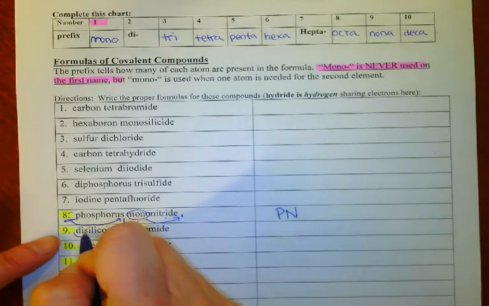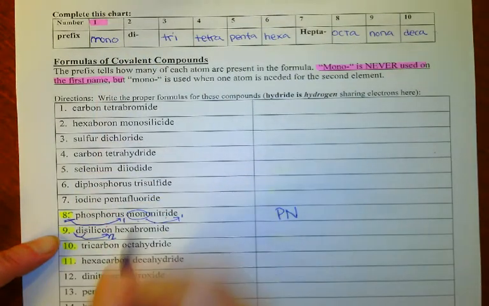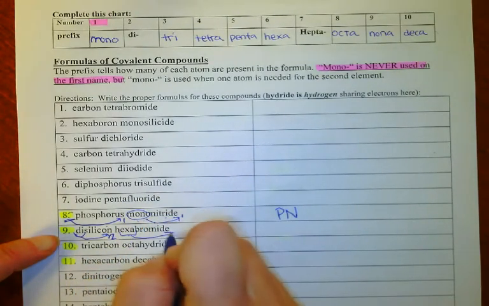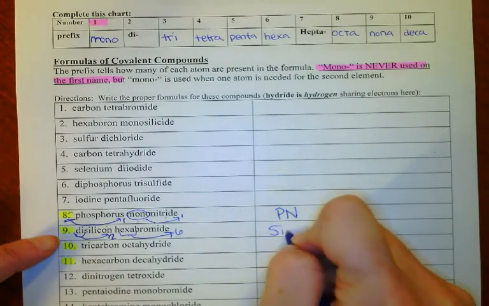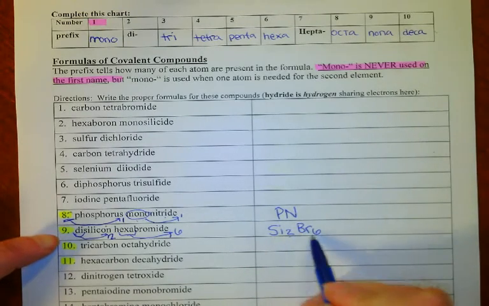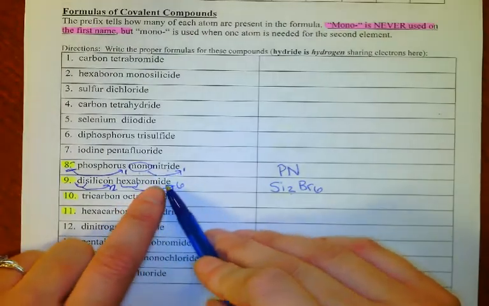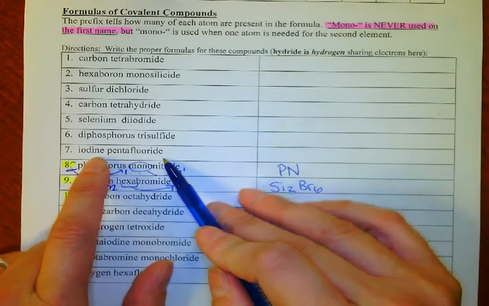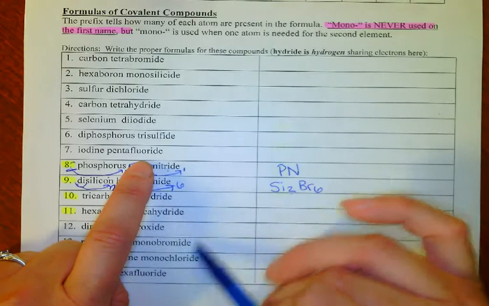Number 9, di. So the letters in front become numbers behind. Di is 2, so that means 2 silicon. Hexabromide, hexa is 6. So that means instead of hexa in front of bromide, I'm going to put 6 behind Br. So 2 silicons and 6 bromines, Si2Br6. Disilicon hexabromide. And one other thing you'll notice is that in the names, only the last word is changed to ide, only the second element. So this isn't iodide pentafluoride, it's just iodine pentafluoride. So just like it was in ionic, only the last 3 letters are changed to ide.